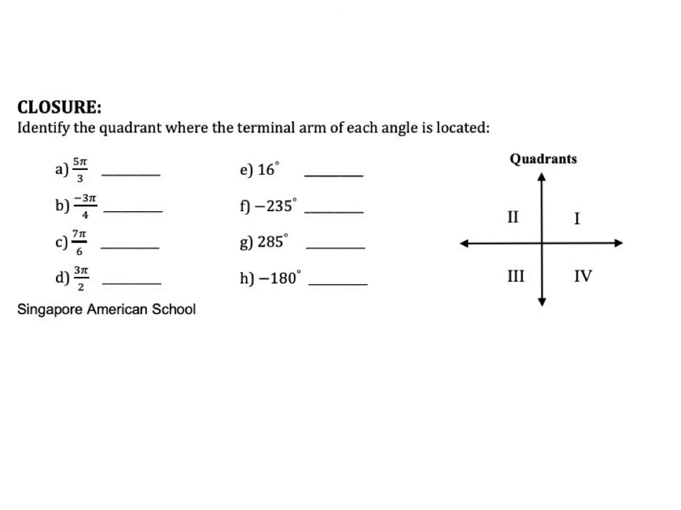Finally, on this last page for closure, you're going to identify which quadrant the terminal arm of each angle is located in. So remember, you start with the top right, that's quadrant 1, then we go counterclockwise, so quadrant 2, quadrant 3, and then quadrant 4. Go ahead and pause and try these on your own, and then you can check your answers momentarily. We'll do the first one together. 5 pi over 3. So where's 5 pi over 3? Well, 1 pi over 3, 2 pi over 3, 3 pi over 3, 4 pi over 3. So 5 pi over 3 is in my 4th quadrant. So try the rest on your own, pause, and then look at your answers soon.